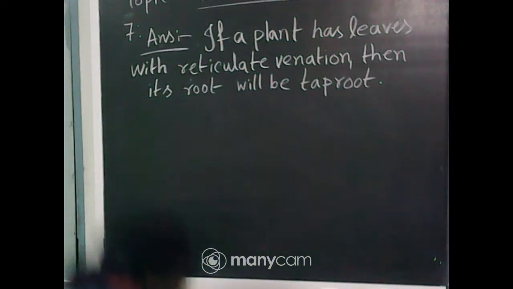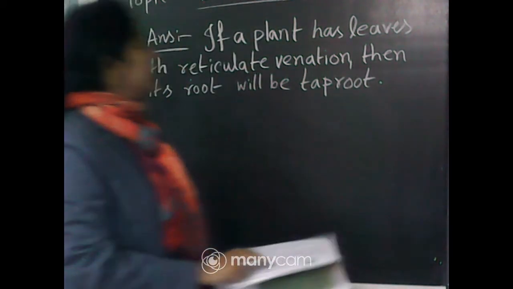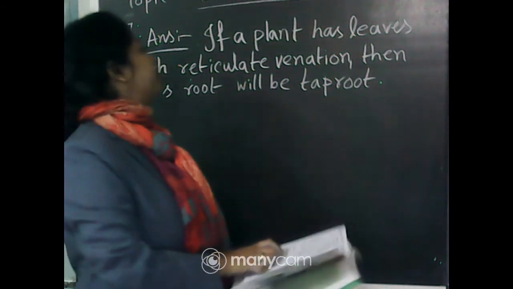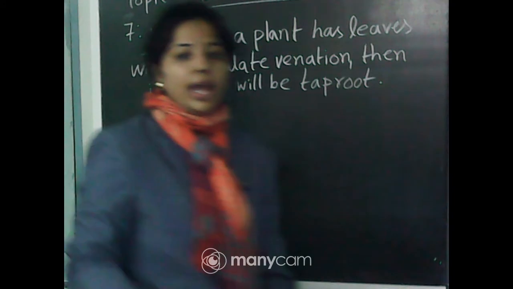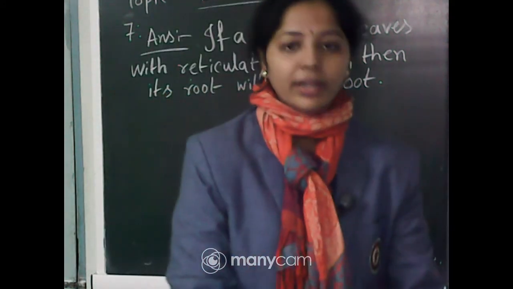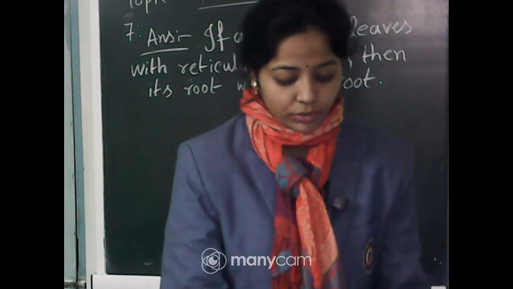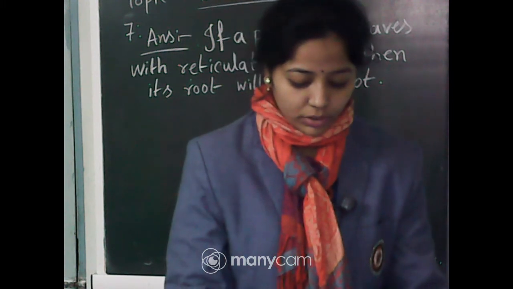It is just the opposite in the case of parallel venation. If the plant has leaves with parallel venation, then the roots will be fibrous roots, and here the answer will be taproot. Okay, here the type of root will be taproot.